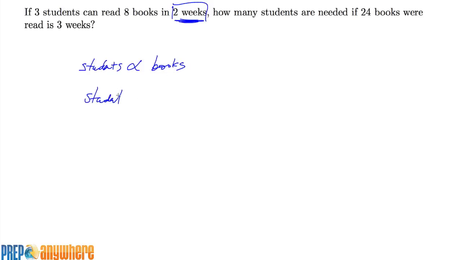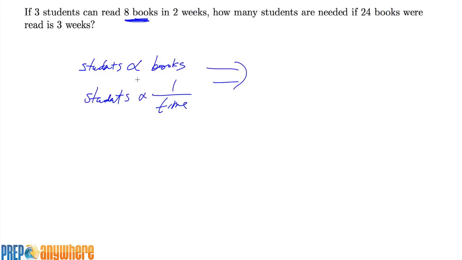Now this time, students versus time. If you had a fixed number of books, so fix this. If you have more students, would it take longer or less time to read the same number of books? And clearly it's less time, so it's inversely proportional.